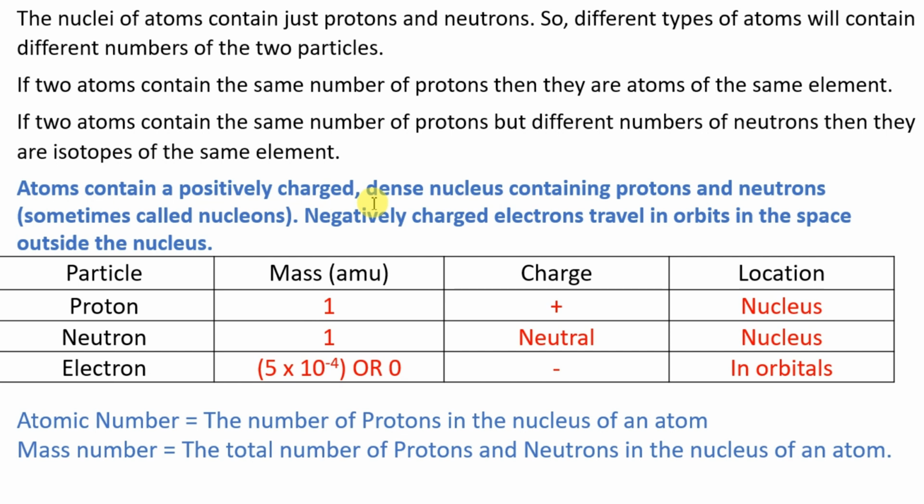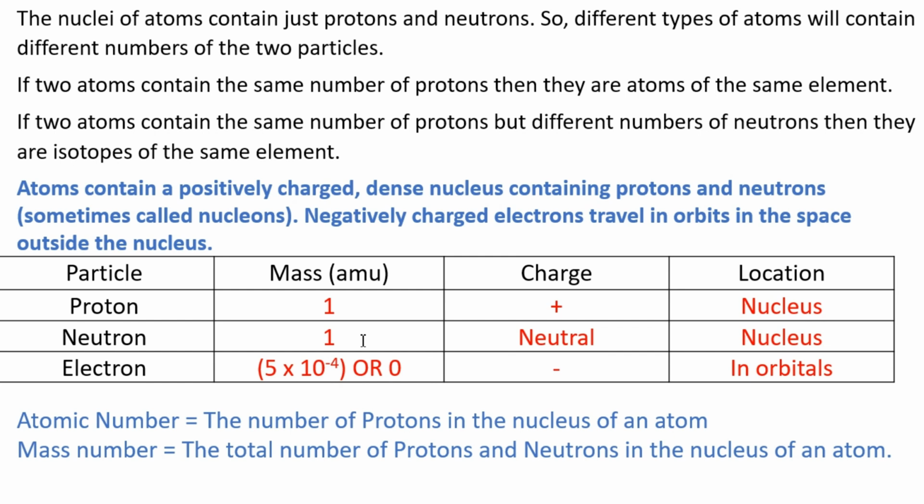Atoms contain a positively charged, dense nucleus containing the protons and neutrons, sometimes called nucleons. Negatively charged electrons travel in orbits in the space outside the nucleus. So here are my three subatomic particles: proton, neutron, electron. Protons and neutrons are found in the nucleus, and they have a significant mass compared with the electrons.